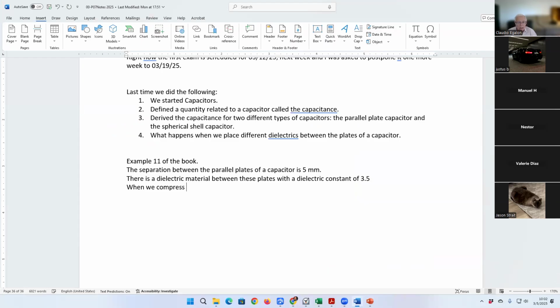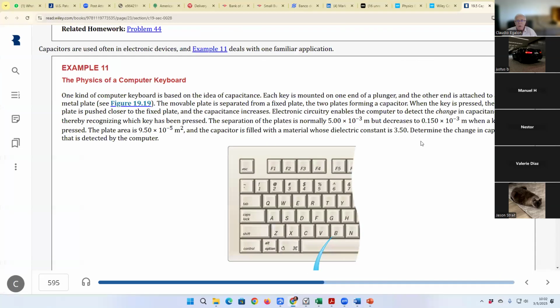When we compress the two plates, their separation decreases by 0.15 millimeters. Is that right? You just thought, yeah, 0.15 millimeters.